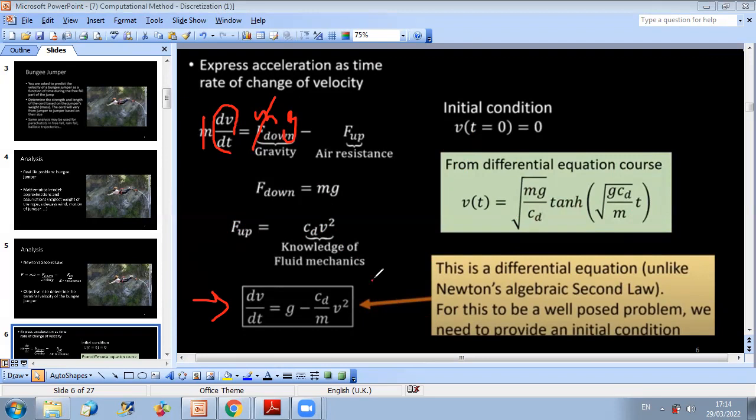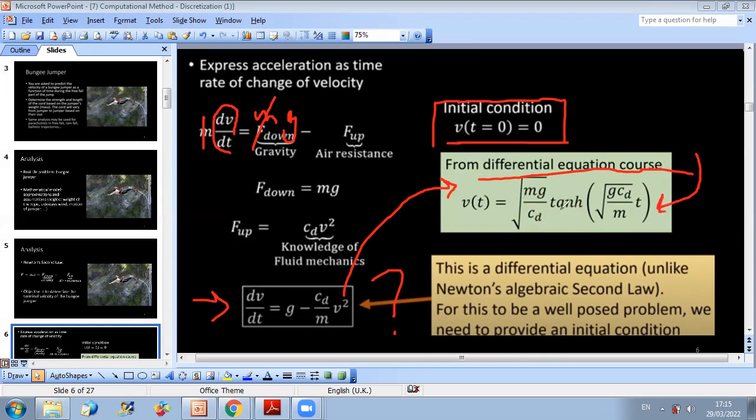Now, how to solve this? To solve this, you have several ways. You can use analytical solution. So you can go to a differential analysis course. You need, of course, a boundary condition. What you know is that at the beginning of the jump, the velocity is 0. So the boundary condition you have is that at t equals 0, the velocity is equal to 0. And from the differential analysis course, you can solve this equation. And this is the form of the solution. Already, for this simple problem, the solution is relatively complex.